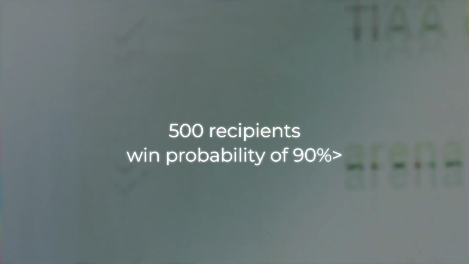When it comes to flows, each variation should reach out to at least 500 recipients, also with a 90% win probability. When it comes to A/B testing, you also need to be cautious of these common mistakes. Testing multiple variables simultaneously. This makes it hard to determine which change caused the result. That's why I always say, pick one variable at a time.